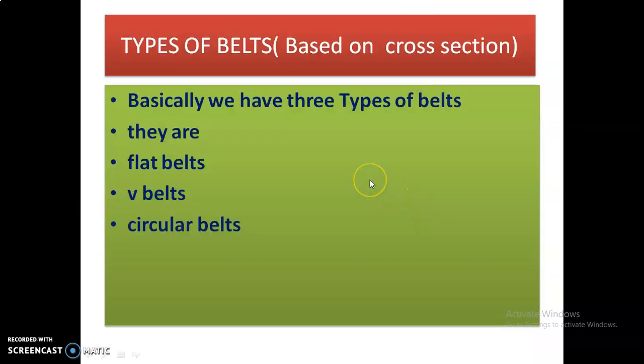Next topic is types of belts. Based on cross section, basically we have three types of belts: flat belts, V belts and circular belts. We have one more belt, that is the timing belt, but we are not discussing that belt. We are discussing only flat belts, V belts and circular belts. Okay, listen carefully one by one.